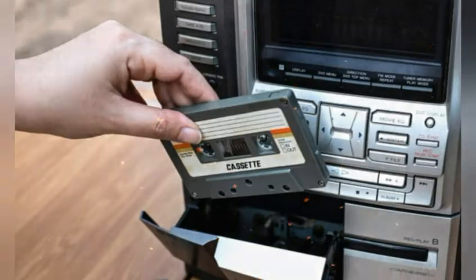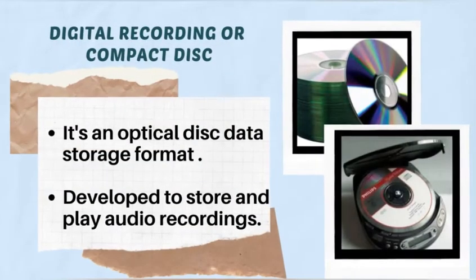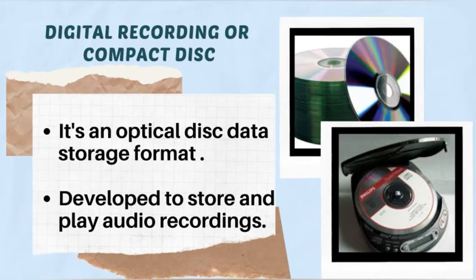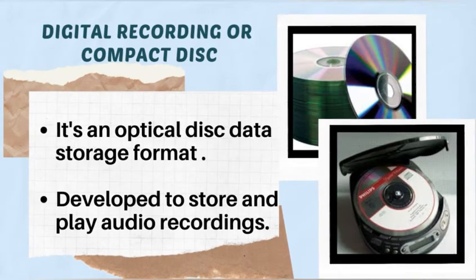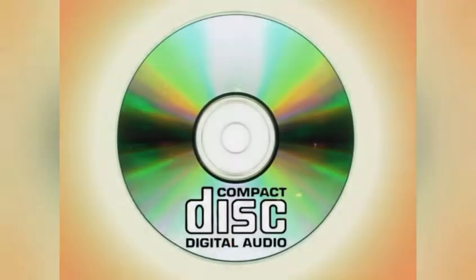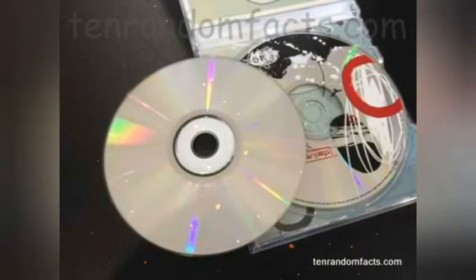The second one is digital recording or compact disc. It is an optical disc data storage format. The format was developed to store and play only audio recordings. It was invented around the late 70s and early 80s. Digital recording is done by translating an audio signal into something that could be understood by a computer. In the 90s, the compact disc or CD became the most popular digital recording format.